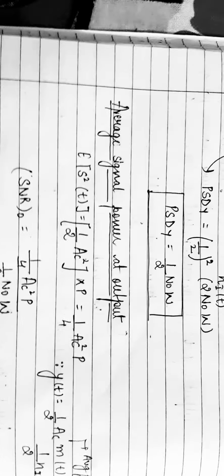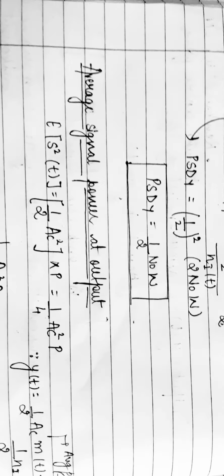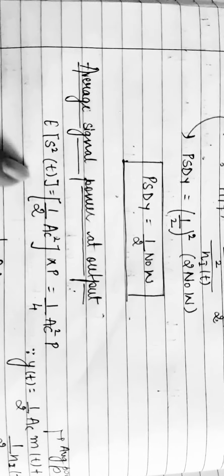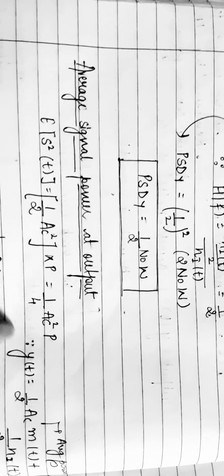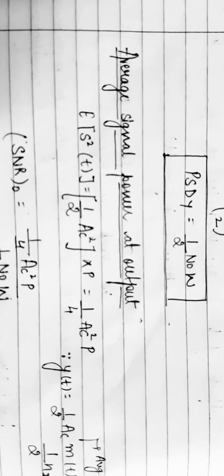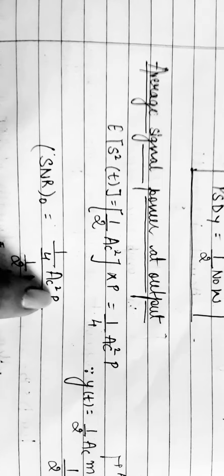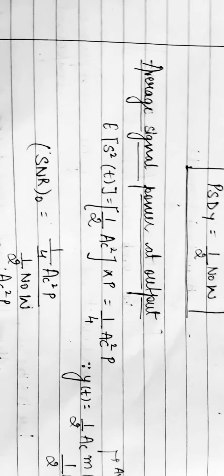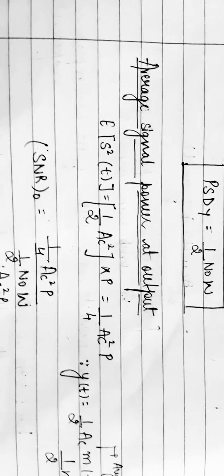Now coming on to average signal power, we will calculate the average signal power at the output. Here we can see that the expectation of S²(t) is equal to half A_c² into P, that is 1/4 A_c² P, since y(t) is equal to half A_c m(t) plus half n_I(t). So we can calculate that the SNR output will be equal to 1/4 A_c² P upon half N naught W, which equals A_c² P upon 2 N naught W.